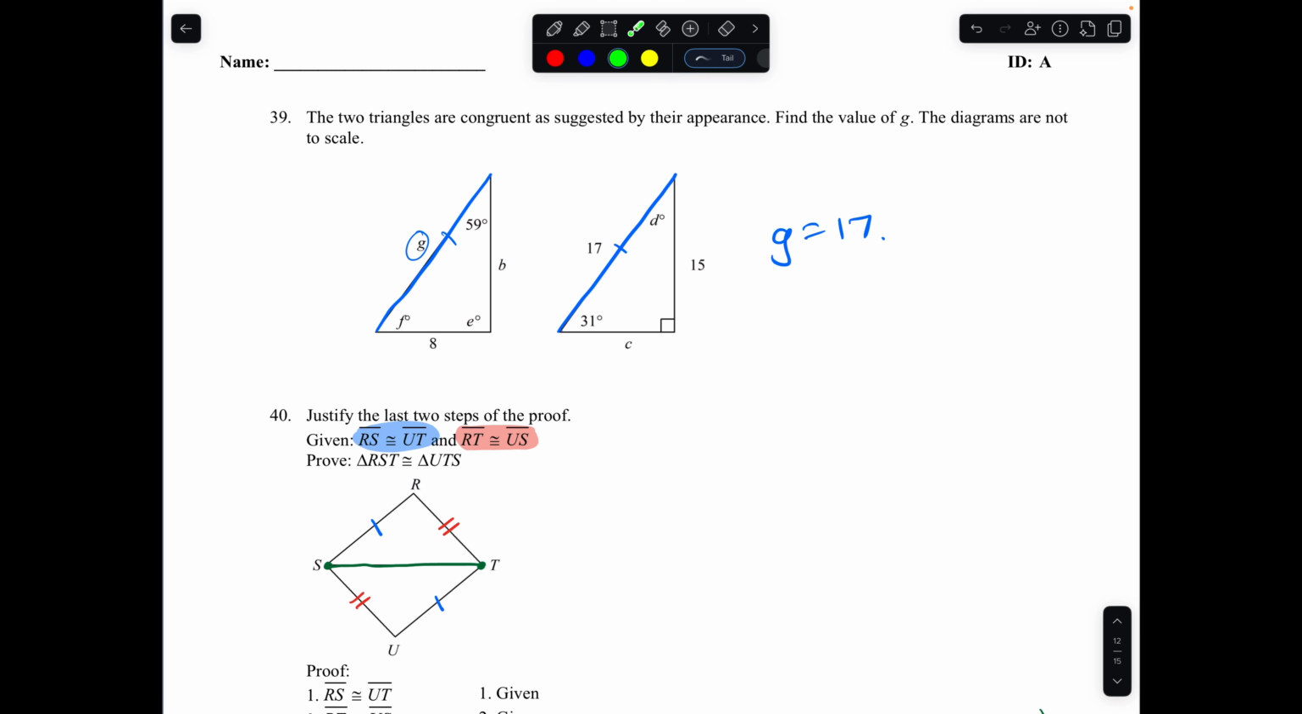39. The two triangles are congruent, as suggested by their appearance. So I am really just testing you to see if you can tell corresponding parts. If I ask you what's the value of G, well, G is here. G is this length. So since the triangles are congruent and the corresponding length on this triangle is 17, that means G is 17.